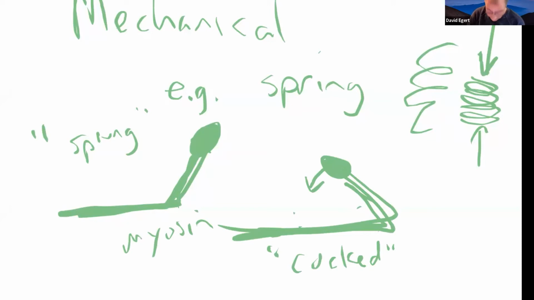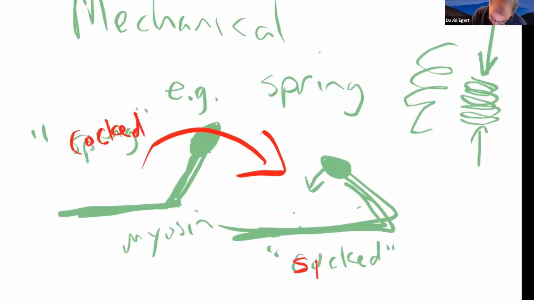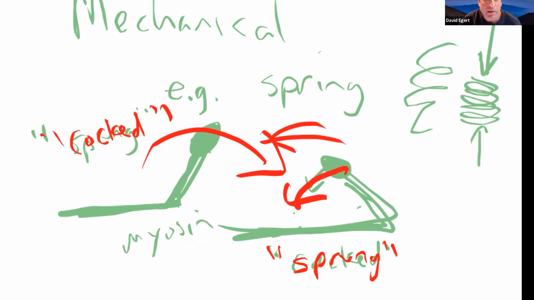And then with the right trigger, boom, it will unfold. Actually, it's the other way. Now I'm being a spaz here. This is cocked. This is sprung. So as it springs here, it's going to pull, it's going to shorten your muscle. So you're going to convert that stored mechanical energy in this myosin molecule into kinetic energy, moving your muscles around.